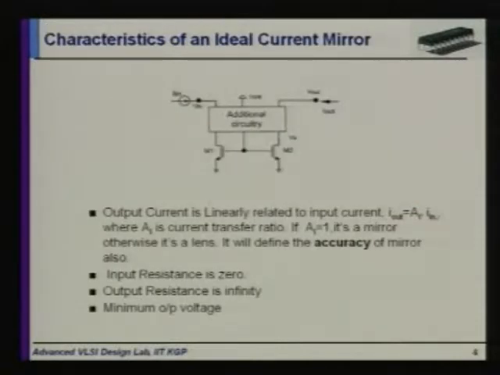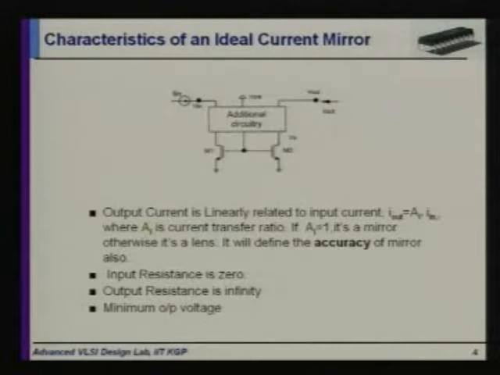Now in the first picture we are seeing the definition or the schematic diagram of a current mirror in the VLSI or MOSFET domain. There will be two MOSFETs whose gates are connected together, and there will be additional circuitry which will drive these two MOSFETs, so that the I in current and I out current will be the same. But there are some characteristics for that particular schematic.